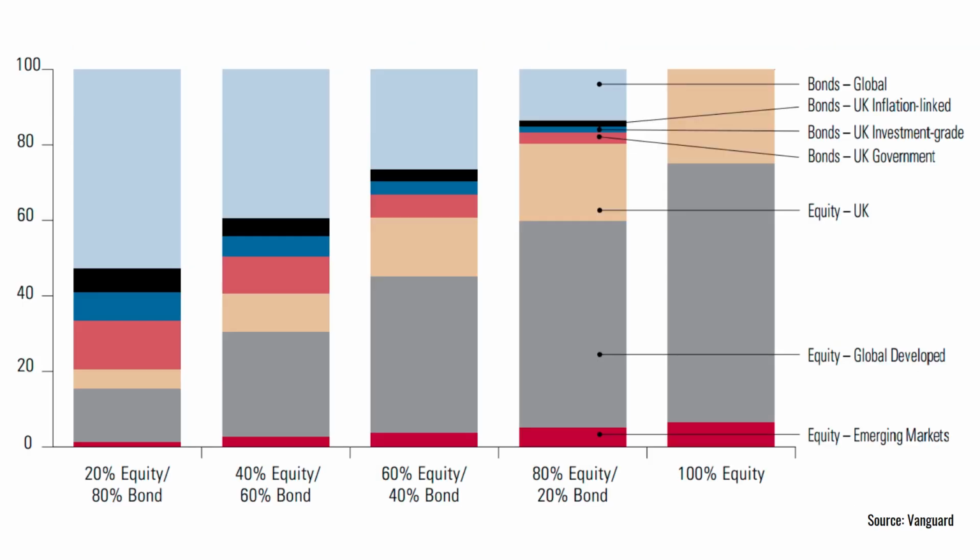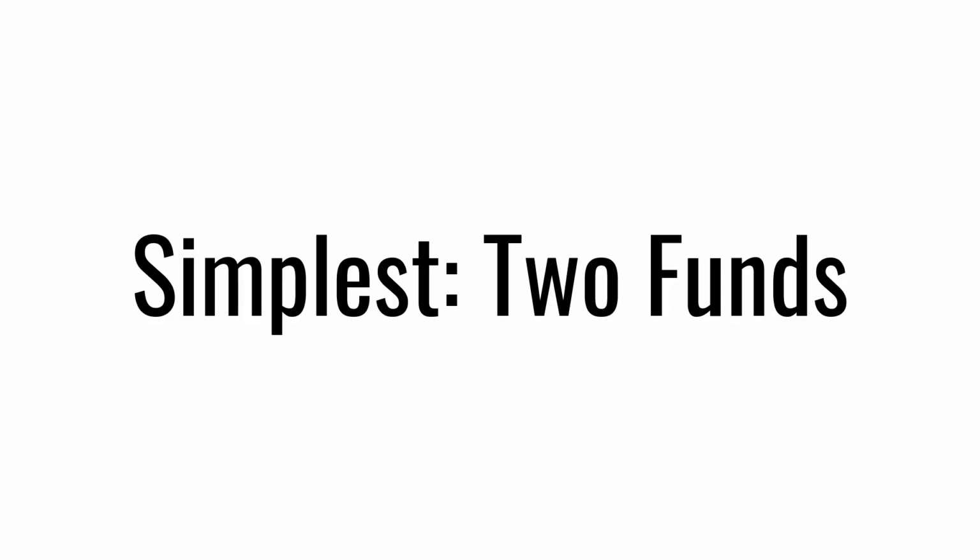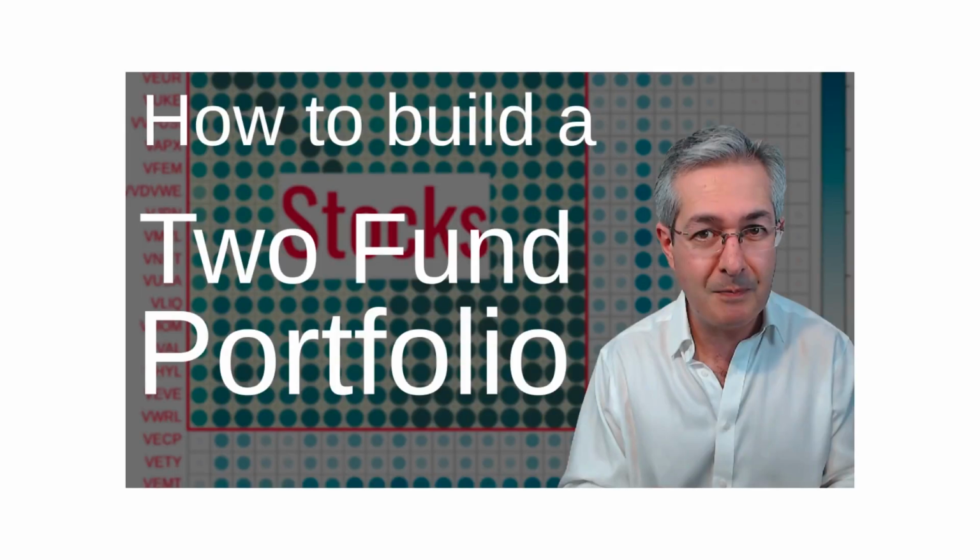Here's the same information as a graph, and you can see the equity dialing up as we increase the risk, and at the same time, we dial down the bond allocation. Now, if you don't want to go down that route of just one fund, which could be a LifeStrategy fund, a MyMap fund, or a consensus fund, there's a very simple alternative, which is to have a 2-fund portfolio. And I've done a whole video about that.